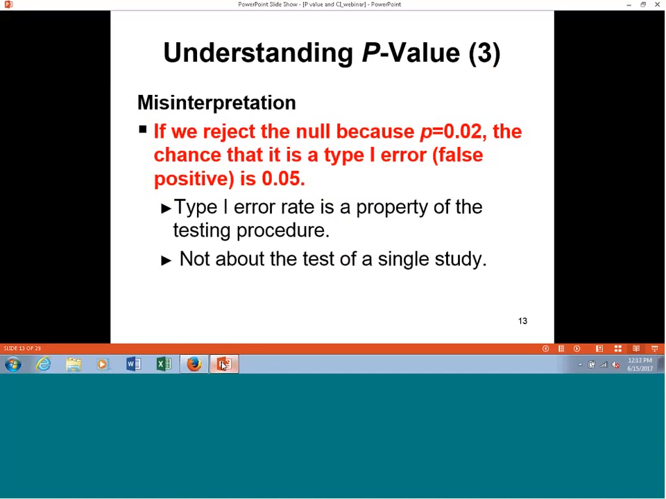Another similar version of the misinterpretation is like this. If we reject the null because the p-value is 0.02, there is a 5% chance that it is a type 1 error or a false positive finding when we use a test at the 0.05 significance level. The 5% type 1 error rate of a test refers to how often it is a false rejection of the null over the many hypothesis tests we perform in our life. So it is not about the test of a single study. Also, if we reject a null in a particular study, the probability of it being a type 1 error is either 1 or 0.